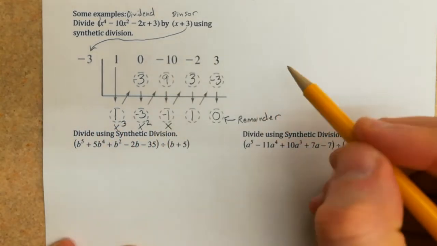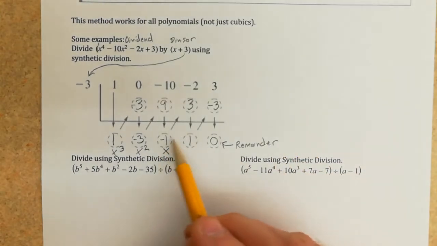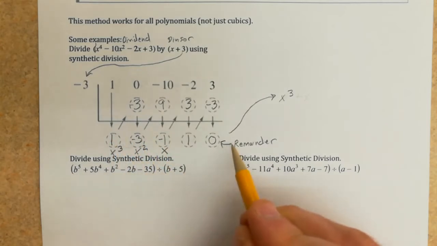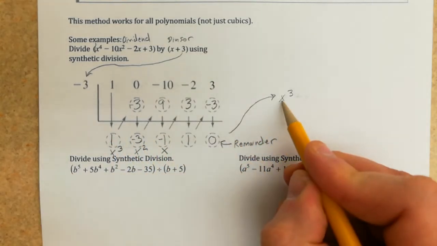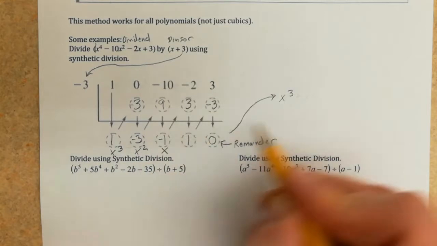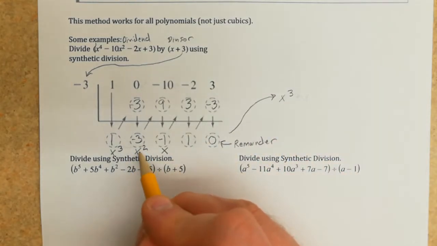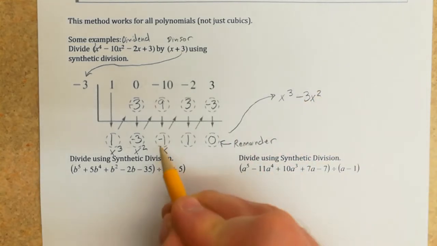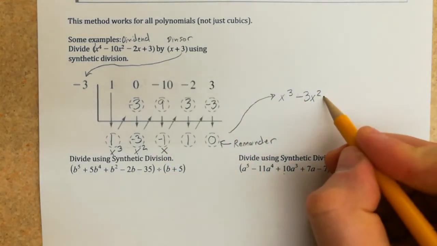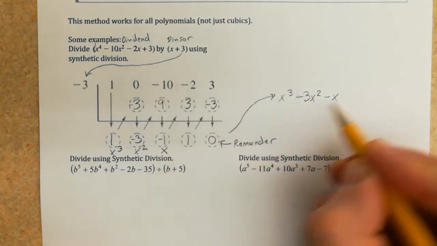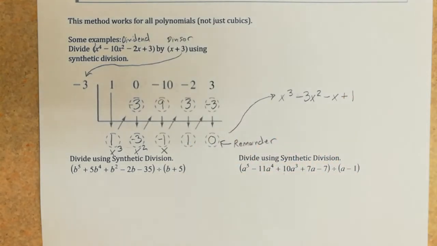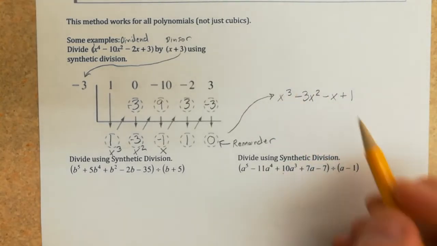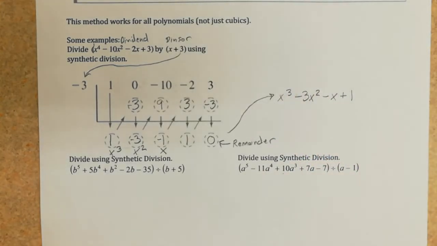So what this means then is this polynomial here. So what this represents then is the polynomial 1x to the third, and I don't have to write the 1, and then minus 3x squared, minus 1x, but I don't have to write the 1, so minus x, and then plus 1, because it's positive. So that's the quotient here. So what does this mean for us in terms of what we're doing in this unit?